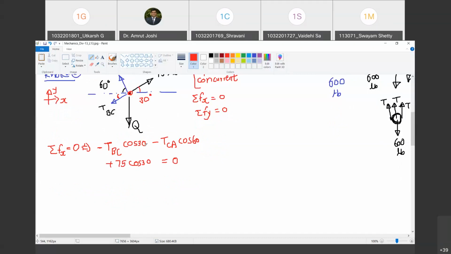So now let us simplify this. What is cos 30? Tell me. Root 3 by 2. No, just tell me the value. On the calculator, just do cos 30 and tell me the value. Okay.